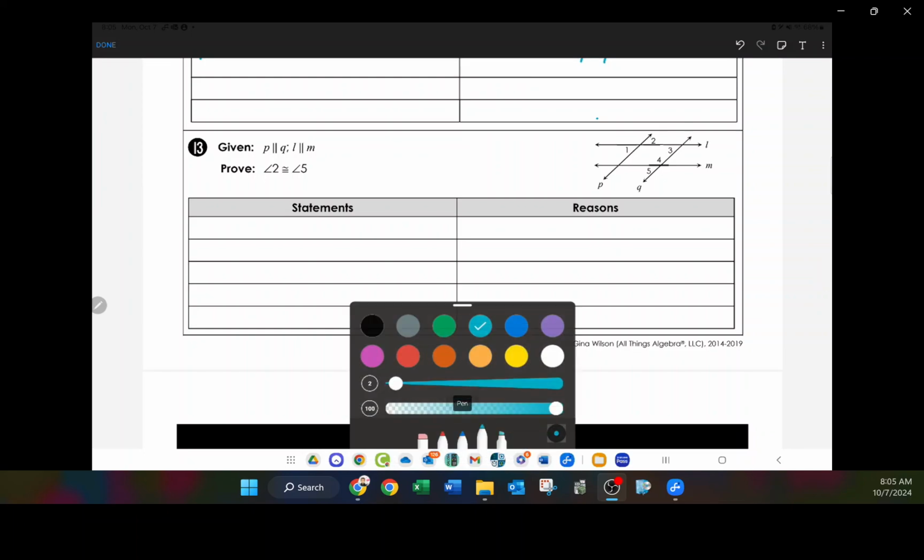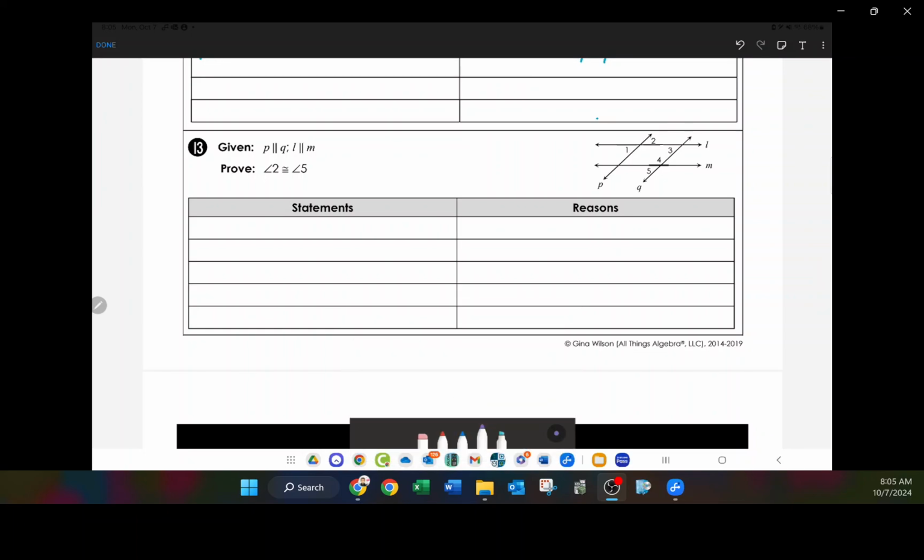All right, last one. We're given that P is parallel to Q and L is parallel to W. So, a different set of parallel lines. We're trying to prove that angle 2 is congruent to angle 5. And again, there's no transversal, no line connecting 2 and 5. But I can prove that angle 2 is congruent to angle 3 and angle 5 is congruent to angle 3.